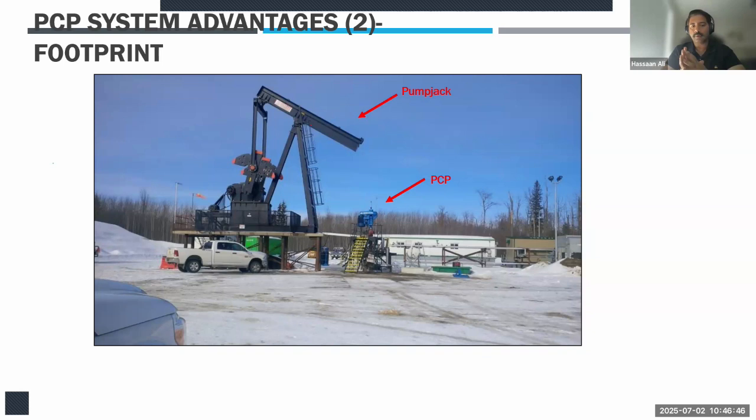The reason for that is it will vary from area to area. The cost of operation in the US is much different from the cost of operation, let's say, in the Middle East, right? But the cost of lift per barrel is all the way from $3 per barrel to $8 per barrel.